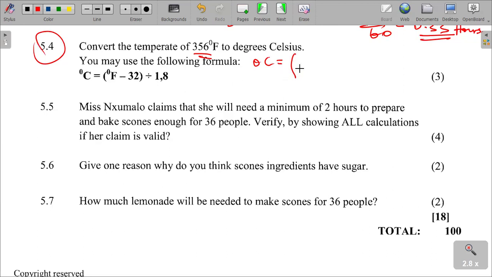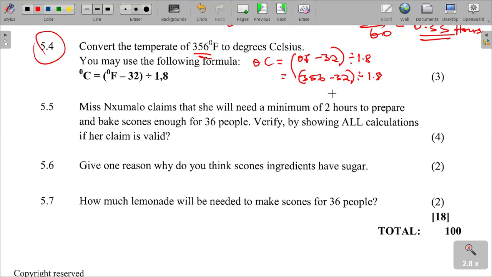bracket, F minus 32, divided by 1.80, which is equal to 356 minus 32. So we are saying 356 minus 32 divided by 1.80.